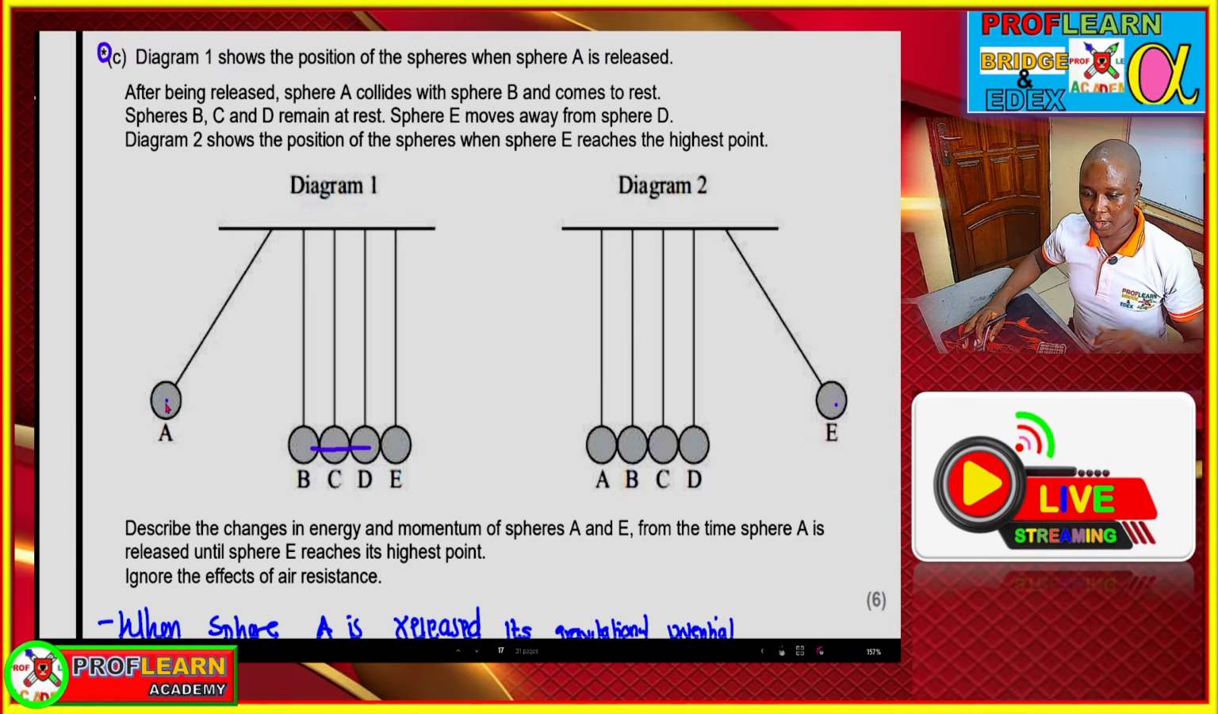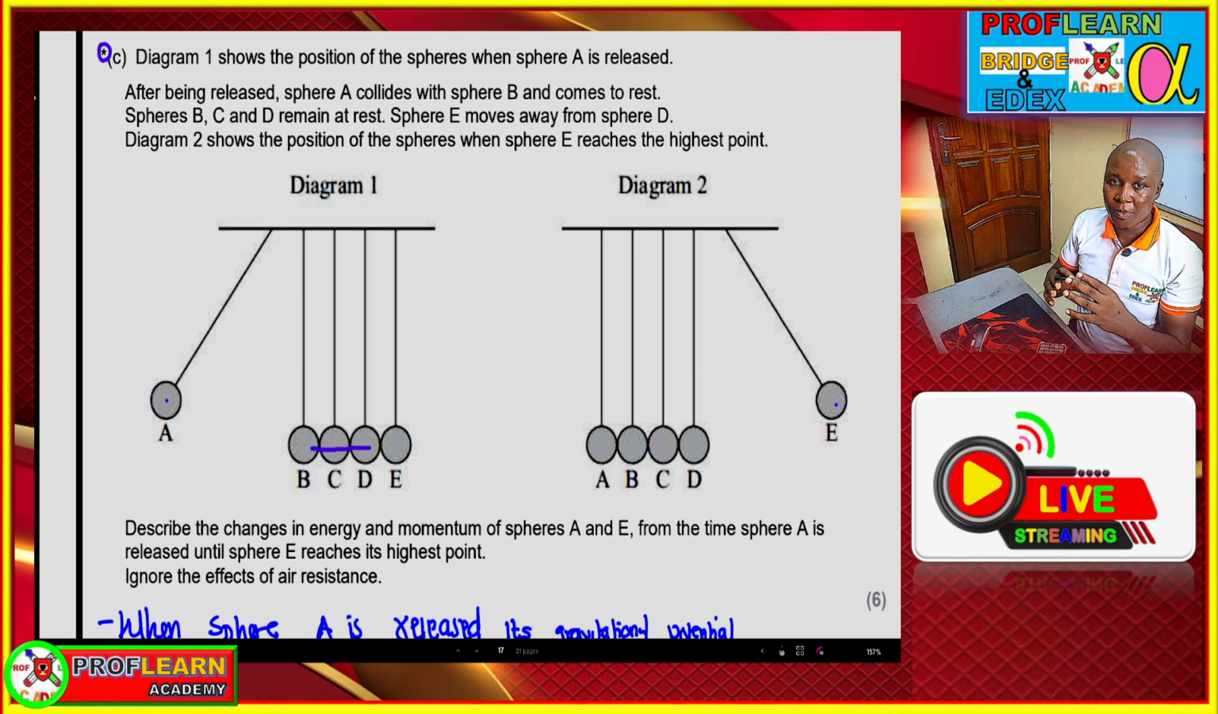When A is released from the highest point, it has maximum potential energy, which means the moment it is released and starts swinging down, it is going to convert gravitational potential energy to kinetic energy. As it swings down, the potential energy will be converted to kinetic energy. So kinetic energy will be increasing as potential energy will be decreasing. So the moment it collides, because it has momentum, it is going to transfer its momentum to B, to C, to D. Then at D, all the momentum will be converted to E.